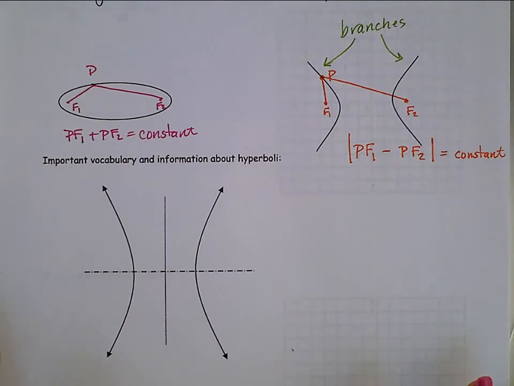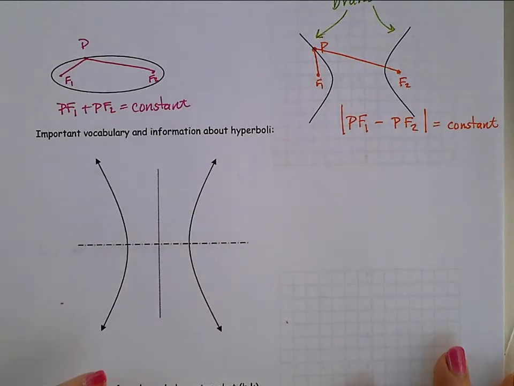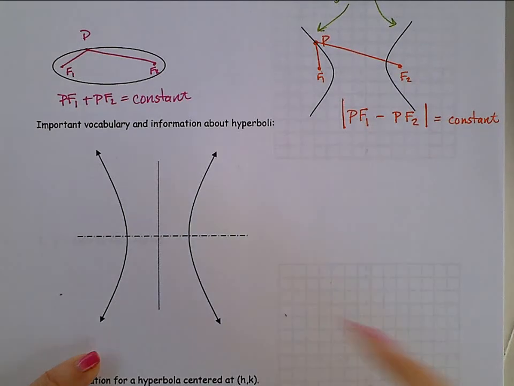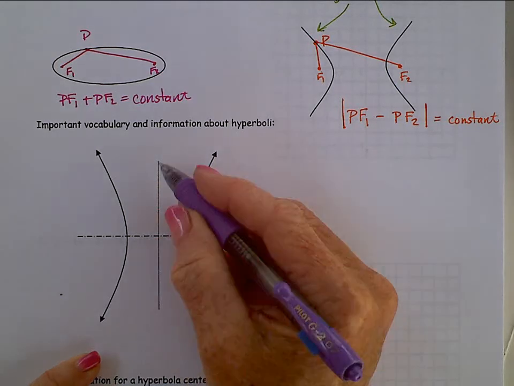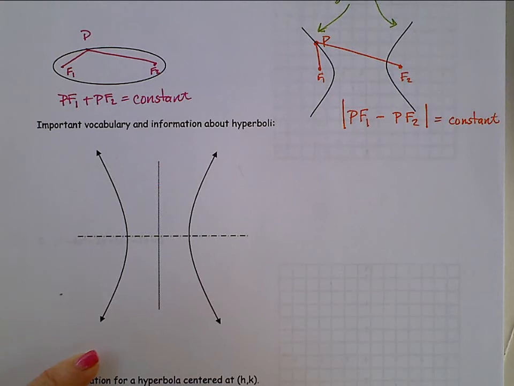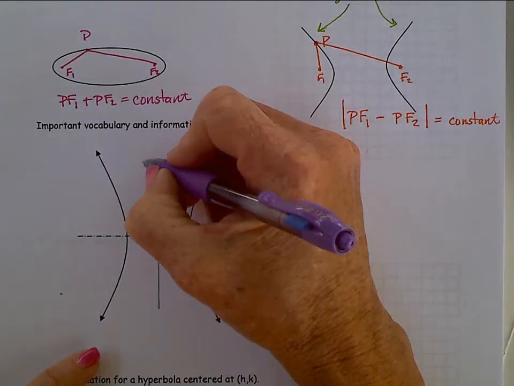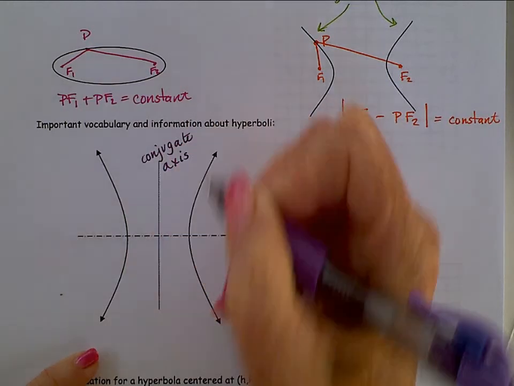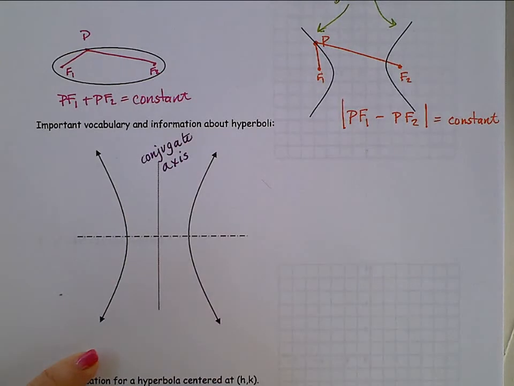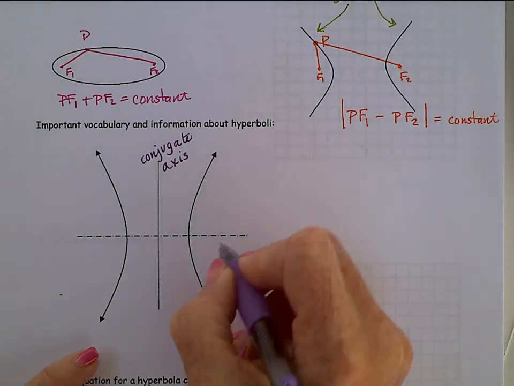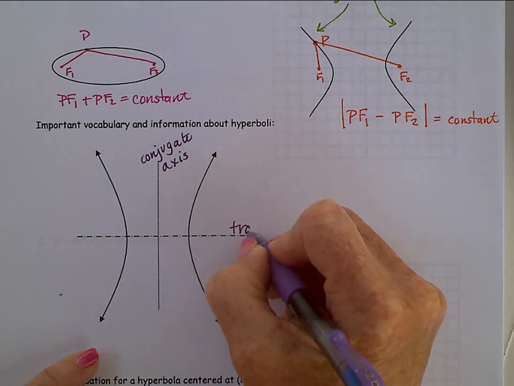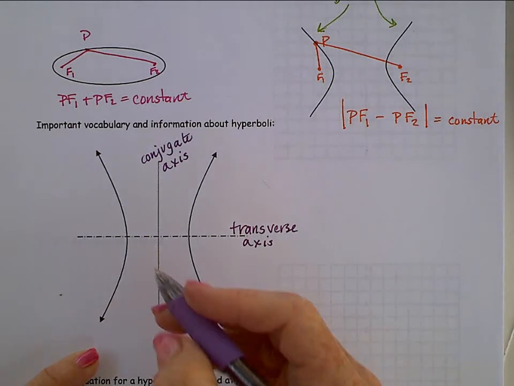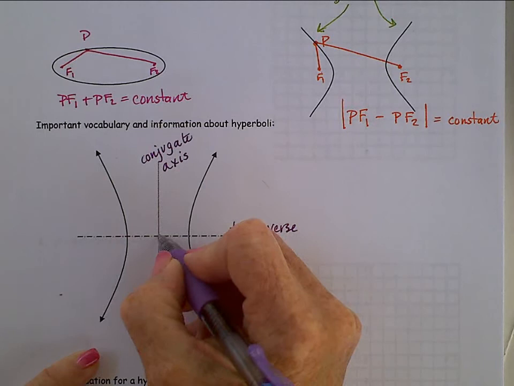Some important vocabulary and information about hyperbolae, plural for hyperbola. Okay, so we've got two axes going on here. They're not called major and minor axes. They're called the conjugate axis and the transverse axis. The conjugate axis goes between the two branches. The transverse axis cuts through the two branches. And where the conjugate and the transverse axis intersect, there's the center.